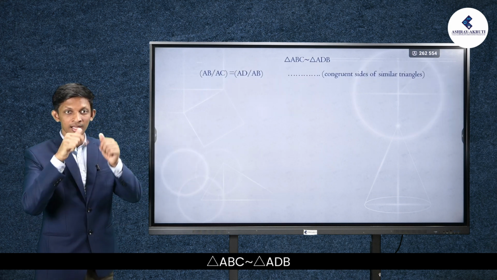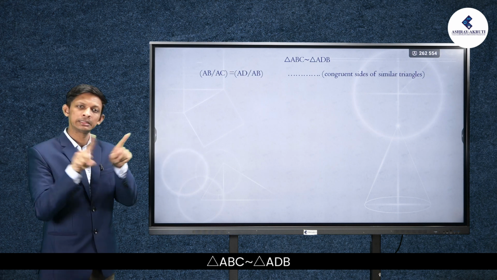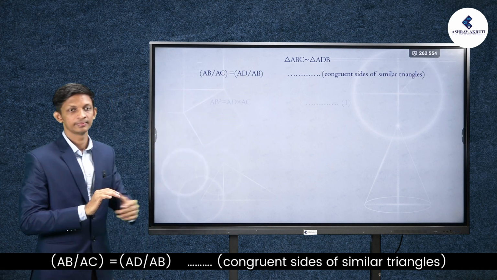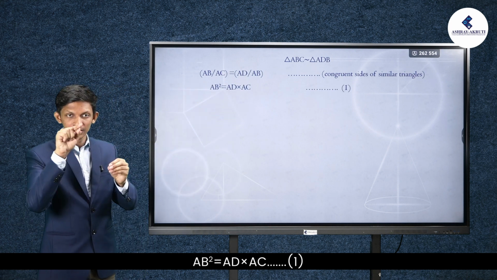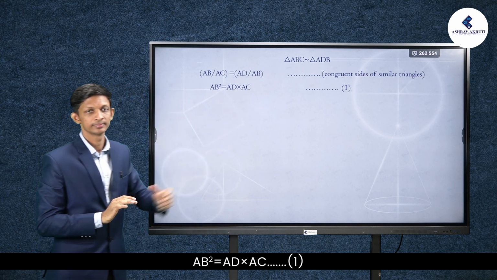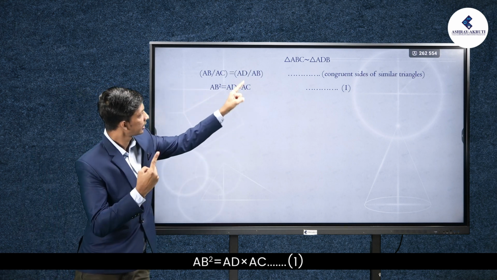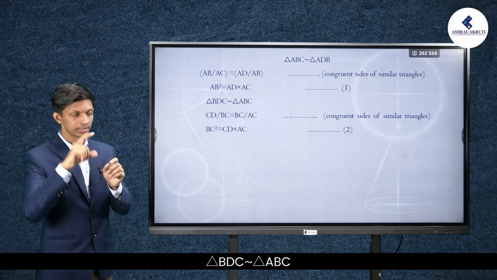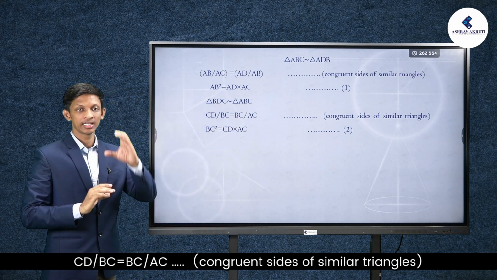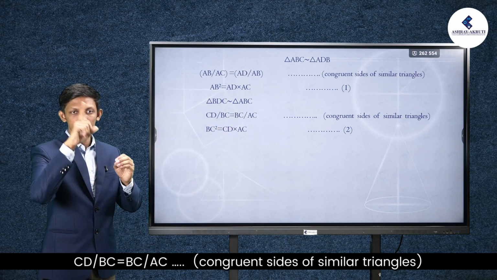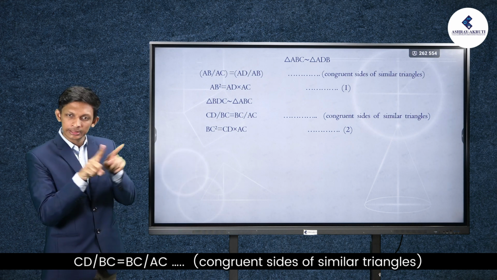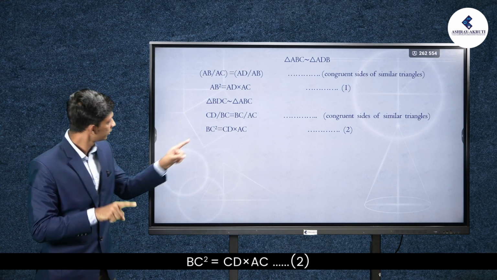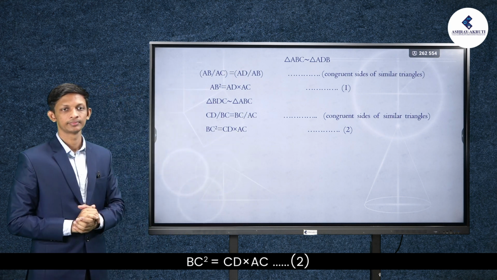Triangle ABC similar to triangle ADB. AB by AC is equal to AD by AB, corresponding sides of similar triangles. AB square is equal to AD into AC. Consider it as equation 1. Triangle BDC similar to triangle ABC. CD by BC is equal to BC by AC, corresponding sides of similar triangles. BC square is equal to CD into AC. Consider it as equation 2.